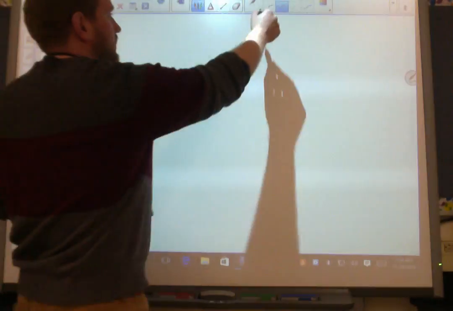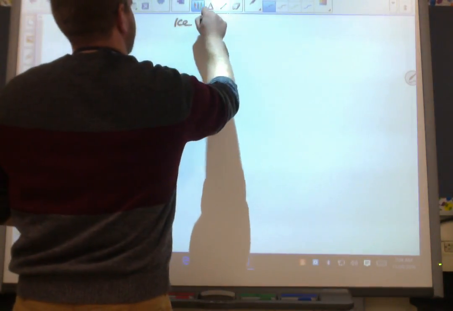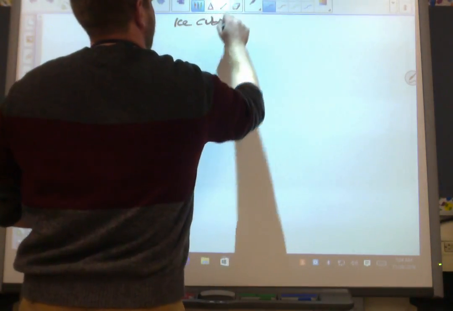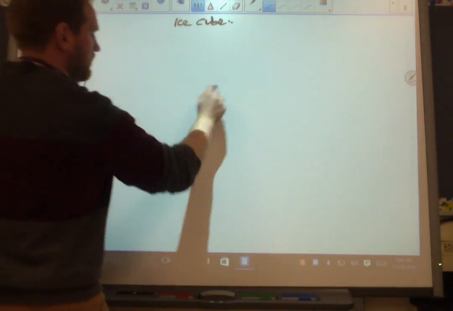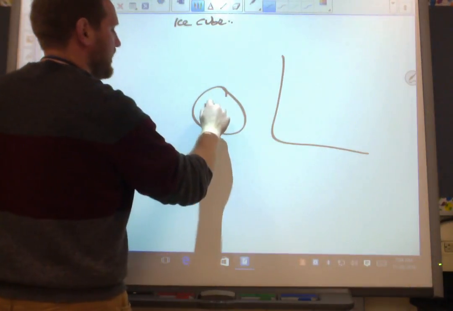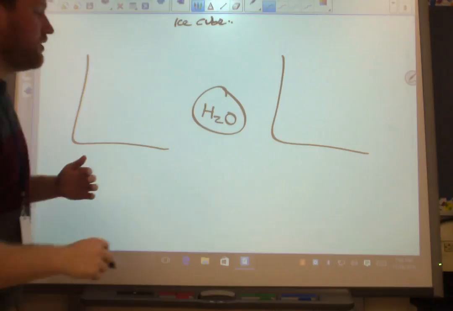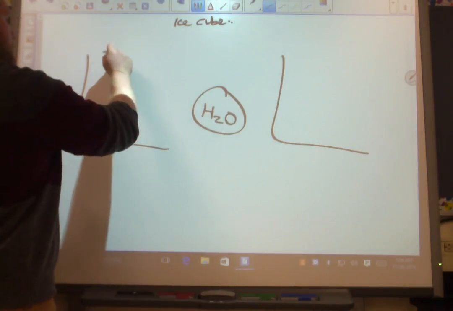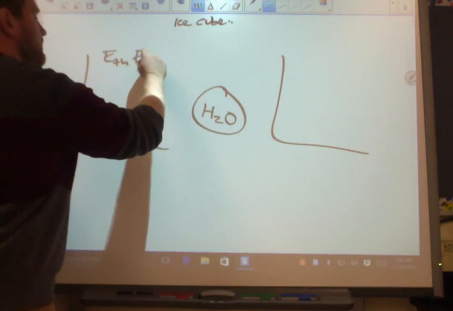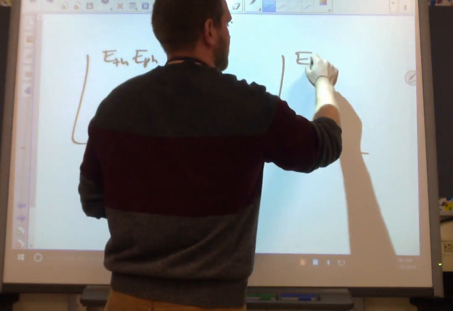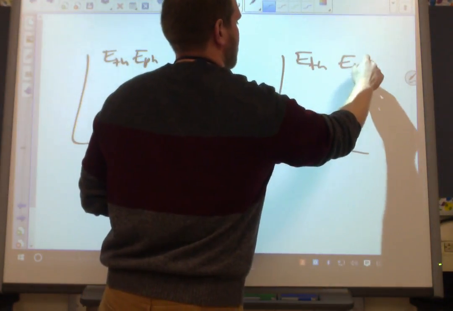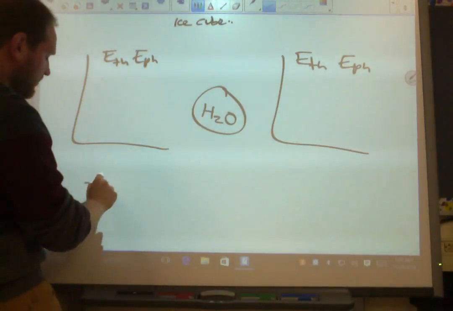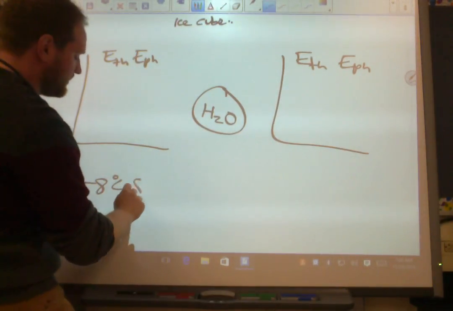All right, so now let's do the ice cube. LOL. So I'm going to put H2O in the middle here. We're starting with our ice. It's going to end up as liquid water. ETH, EPH. So the ice cube starts as -8 degrees Celsius solid.